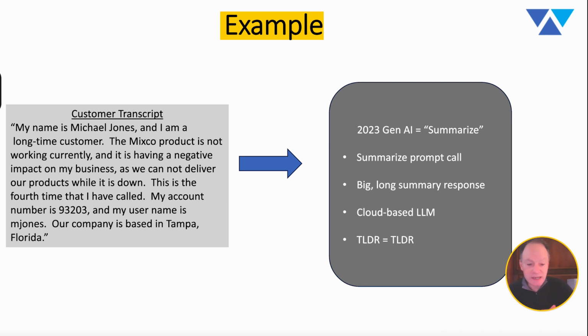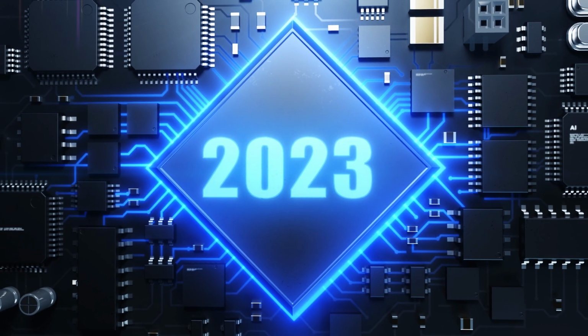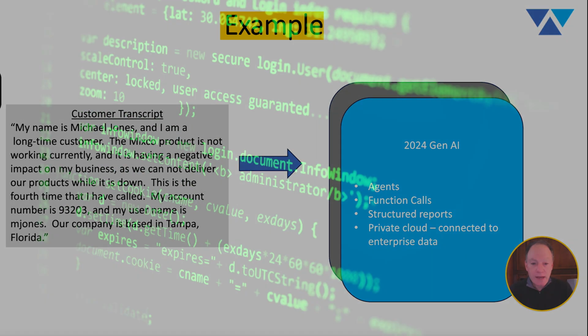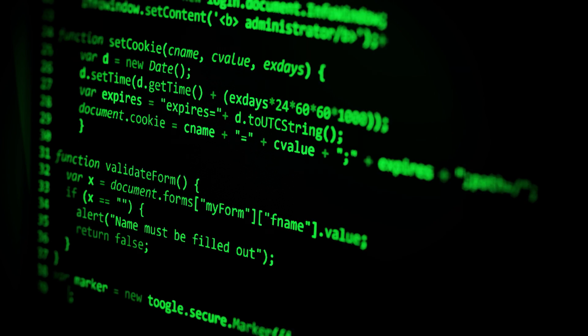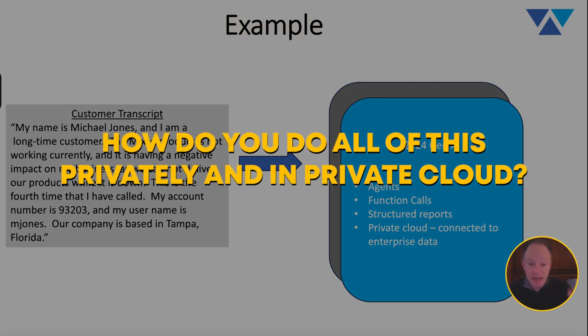And so where we believe that the market is really going, that was Gen AI 2023. That's old school. Gen AI 2024, we believe fundamentally is about multi-step processes being deployed through high-level APIs, conceptualized as agents. It's about thinking about LLMs as function calls, providing structured outputs. It's about enabling not just another open-ended, bullet-pointed report, but how do you really start to deliver structured reports with well-identified keys that ultimately map up with enterprise processes and enterprise data? And then actually, how do you do all of this privately and in private cloud?